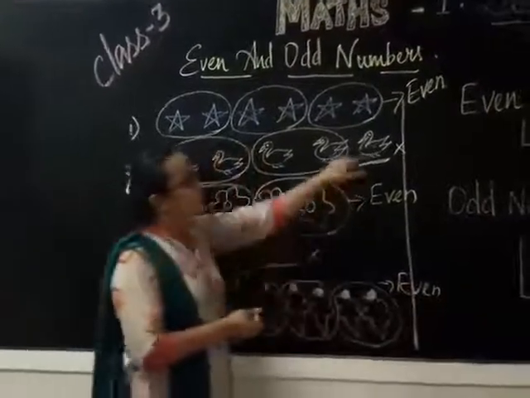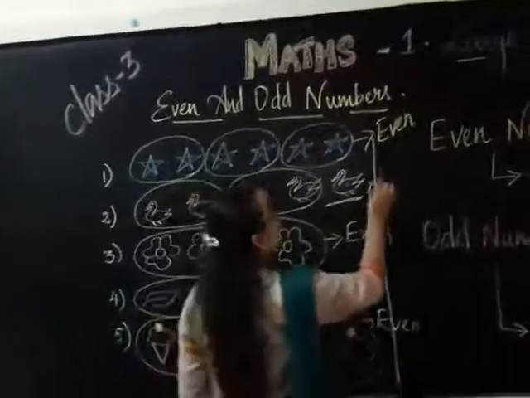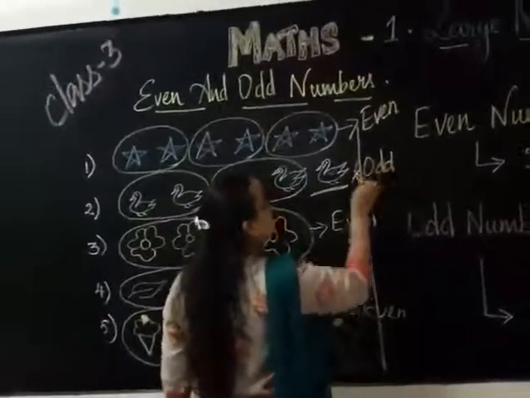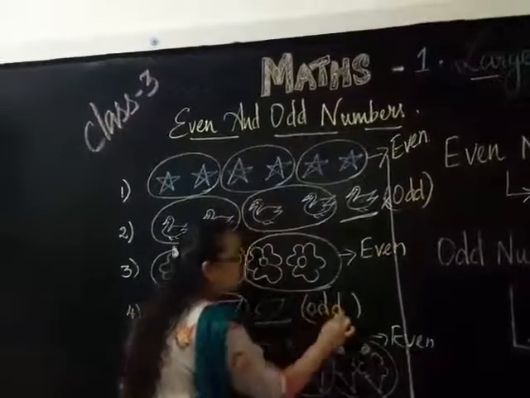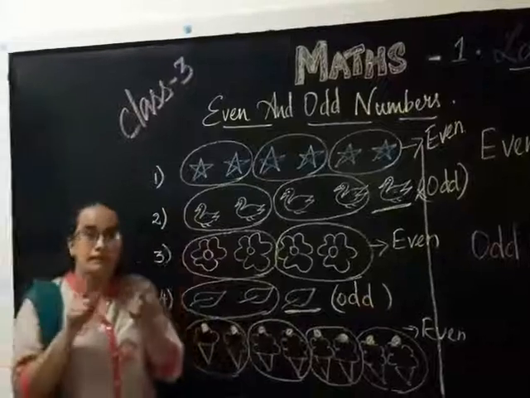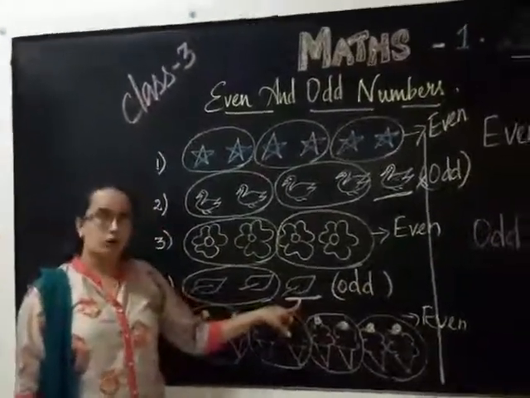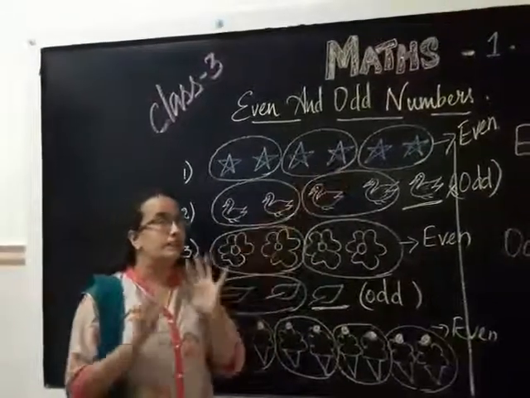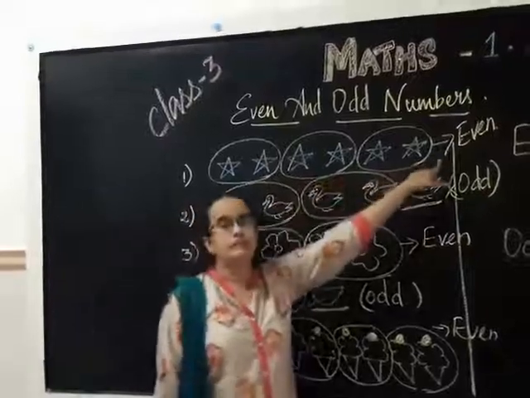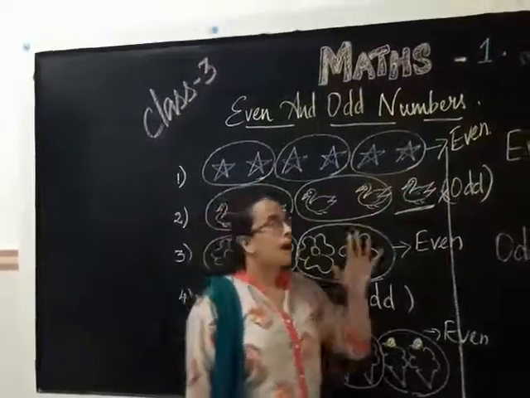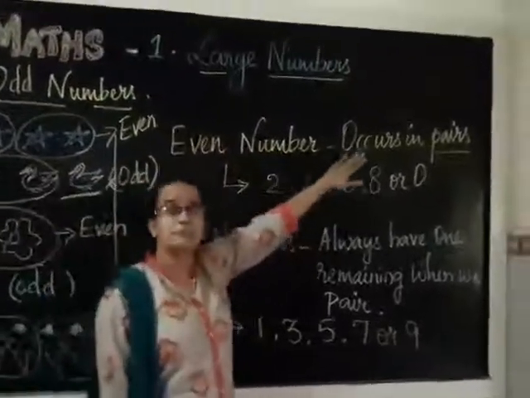So whichever has one left is called odd. So this is odd. This is also odd, because when we pair any objects, when one is left, it is called odd. When we pair objects, when nothing is left, when all are paired, it is called even. Did you understand, children?